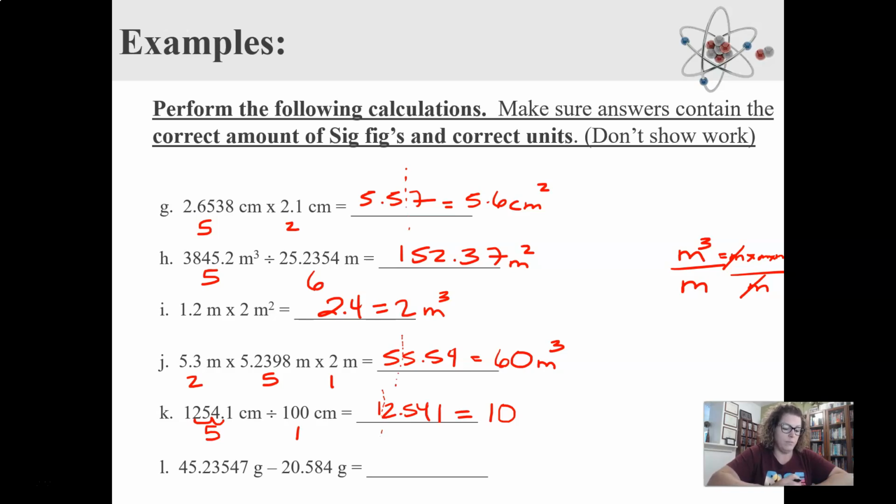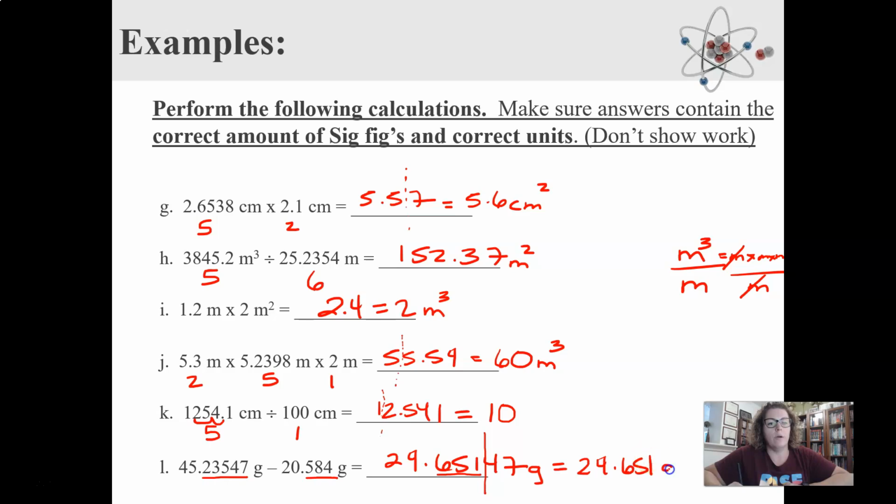45.23547 minus 20.584. And now because I'm subtracting, I not only need the units to be the same, but now I have to look at what's after the decimal. So this first number, I have 5 after the decimal, and this one I have 3. So after I plug it in, I get 24.65147, and I have grams, because they have to be the same unit when you add and subtract, and I have 5 after versus 3. So I have my 3 sig figs right there. I'm going to cut it, and I don't need to round because the number is 4, and I'll get 24.651 grams. Okay, so hopefully that was helpful.